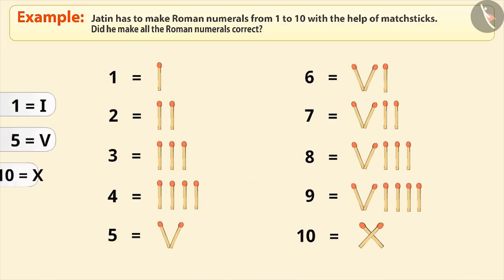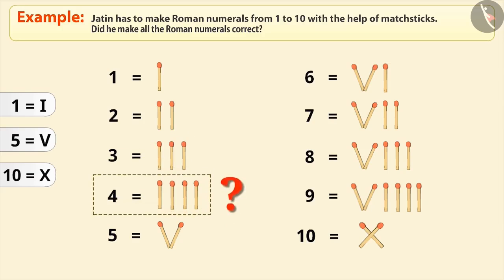We have learned to write the symbols of 1, 5 and 10. 2 is written by repeating the symbol of 1 2 times and 3 is written by repeating the symbol of 1 3 times. Has he expressed 4 correctly? No. Why so? This is because no symbol is repeated more than 3 times. So how do we write 4?